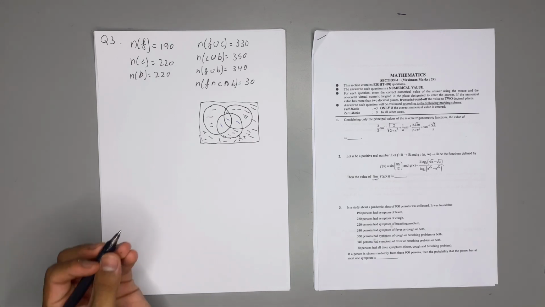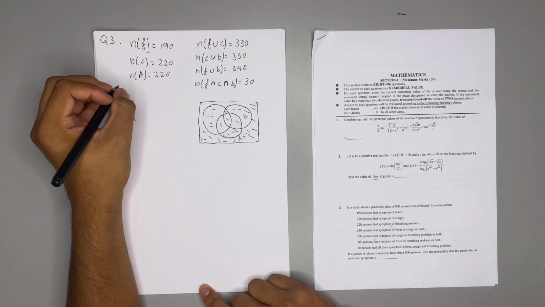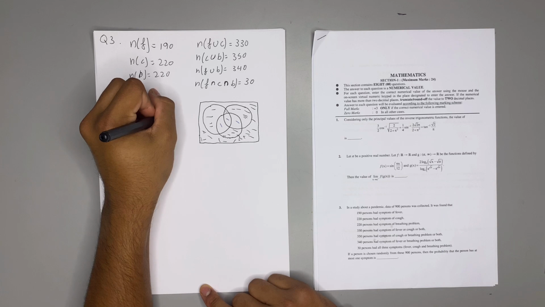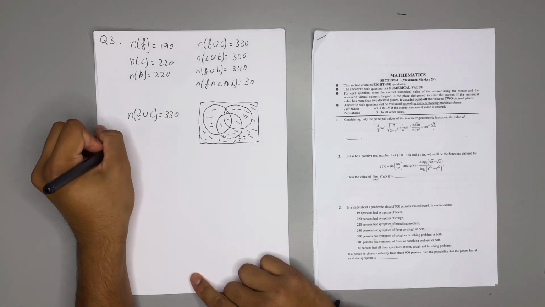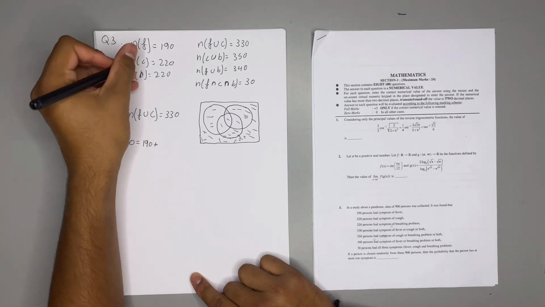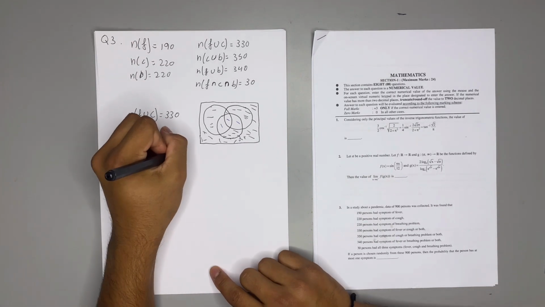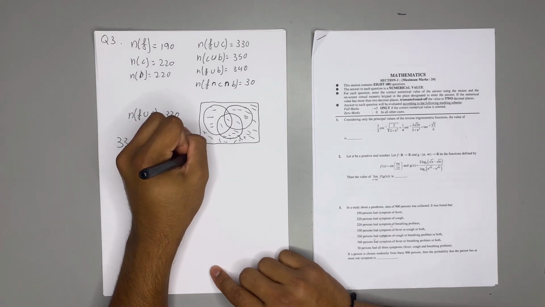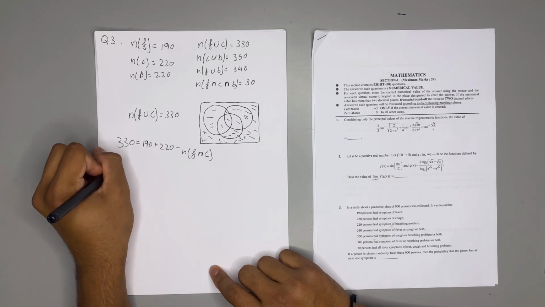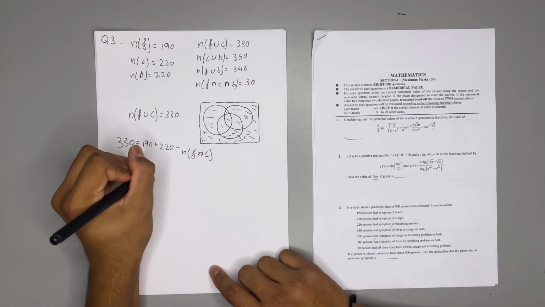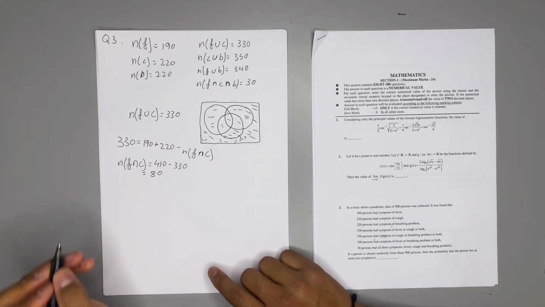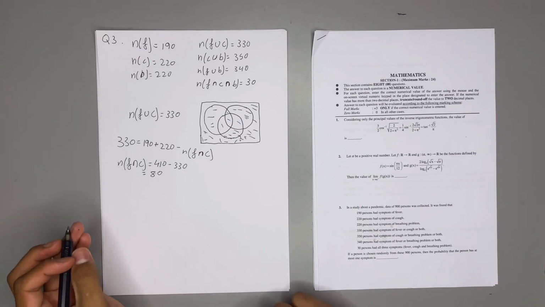In order to do that, the first step is we need to figure out the intersection points. Fever or cough is 330. In order to find the intersection, we know that 330 equals N of F, which is 190, plus N of C, 220, minus N of F and C. Rearranging, we then get N of F and C equals 410 minus 330, which equals 80.